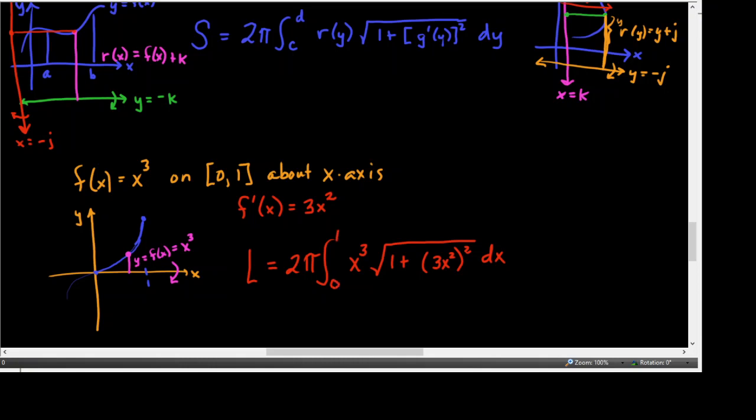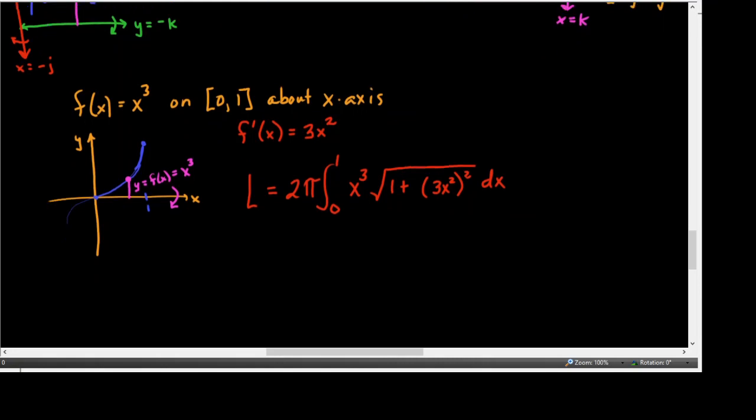I'll leave this one to you to practice doing the anti-differentiation. And if you run into trouble, this would be a good question to ask in class. When you've practiced this one and gotten all the way to the end, you should get pi over 27 times 10 square roots of 10 minus 1. So that's a good check for you with your Calculus 1 review to make sure that you can get all the way to the end of that answer.